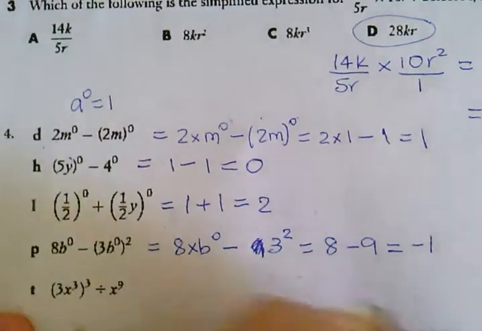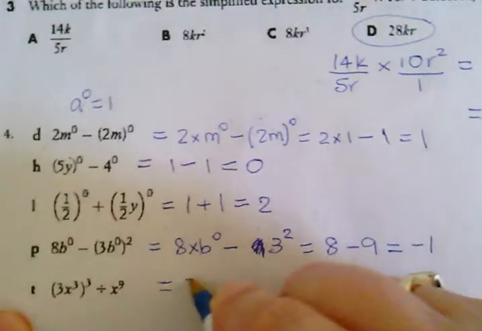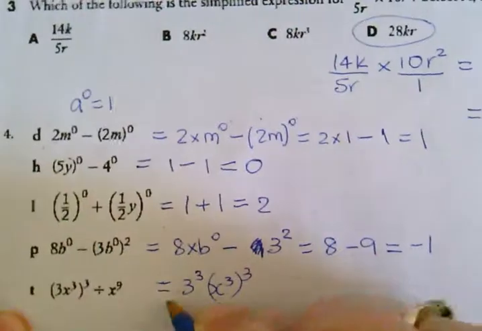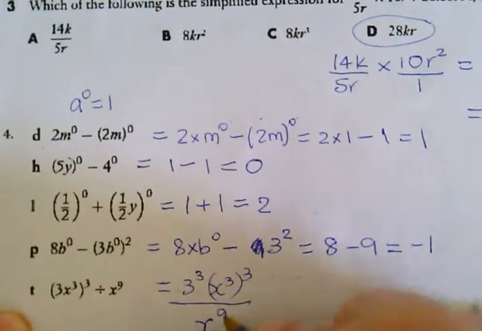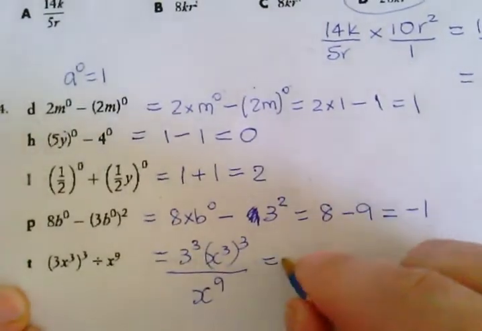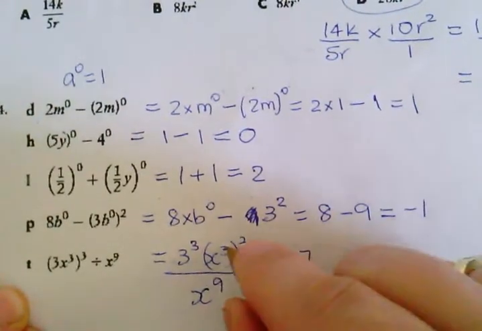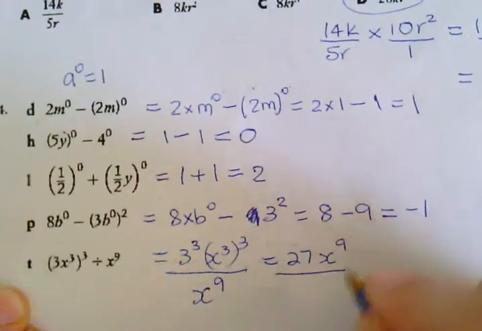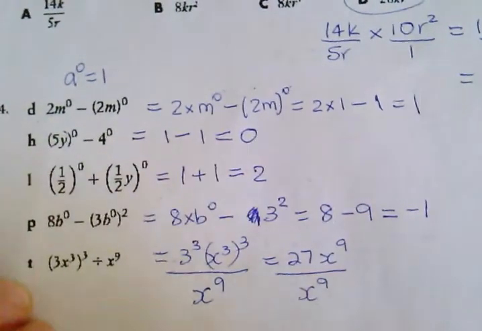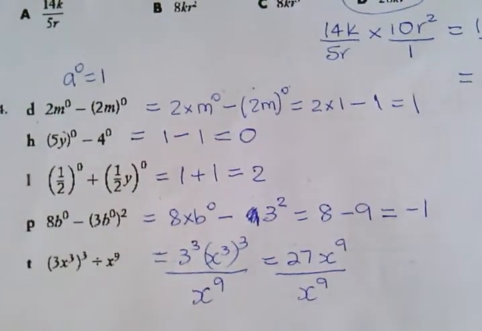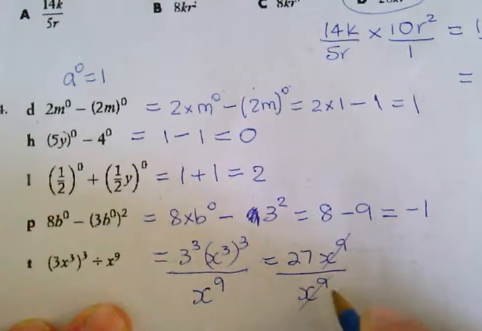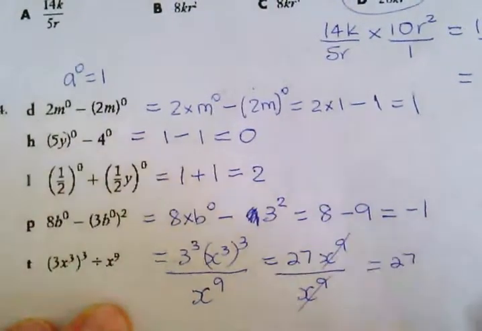And now for the last one. This is cubed, so it's 3 cubed times x3 cubed divided by, so I'm going to put it over x to the power of 9. Now 3 cubed is 27. x3 cubed, power of a power, you multiply the powers. 3 times 3 is 9. So you get 27 x to the 9 over x to the 9. Now we can cancel. They cancel to give me 1s, which is just 27.